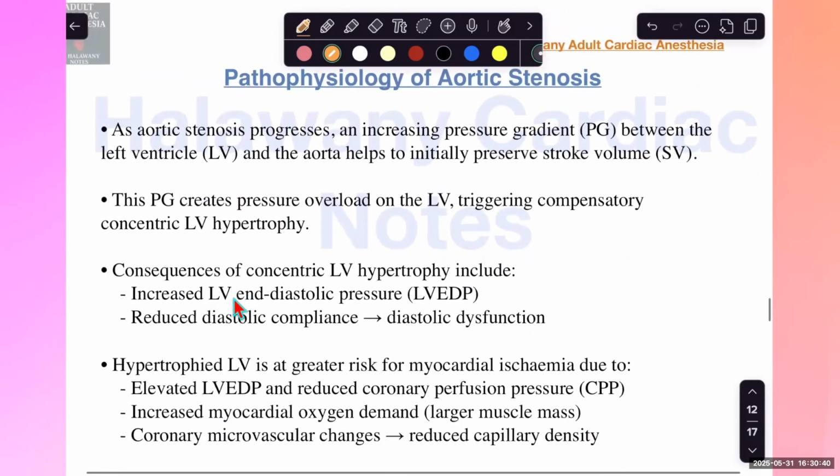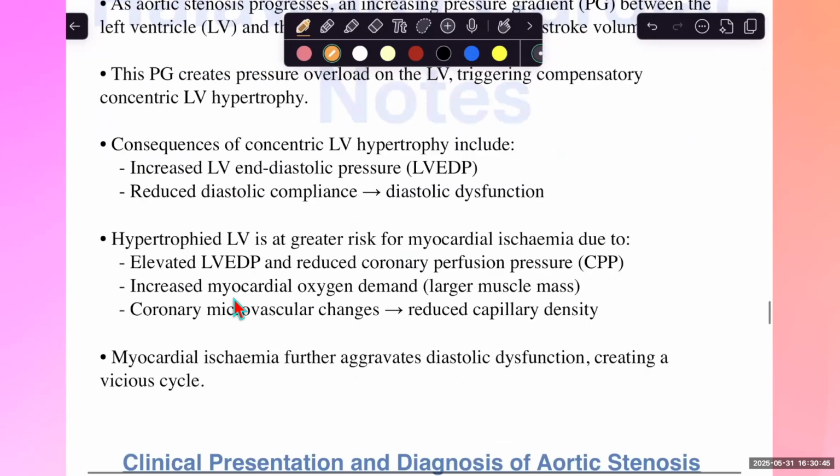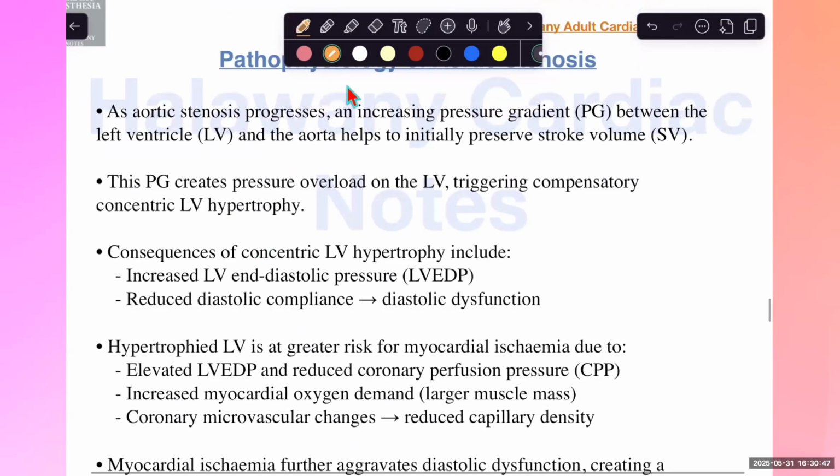Now, what will happen? We'll take it step by step. What will happen with aortic stenosis? As aortic stenosis progresses, there will be an increase in the pressure gradient between the LV and the aorta to preserve the stroke volume. This is initial. But this pressure will cause pressure overload in the LV, triggering the compensatory mechanisms we spoke about, remodeling and the hormonal, and we will end with concentric LV hypertrophy.